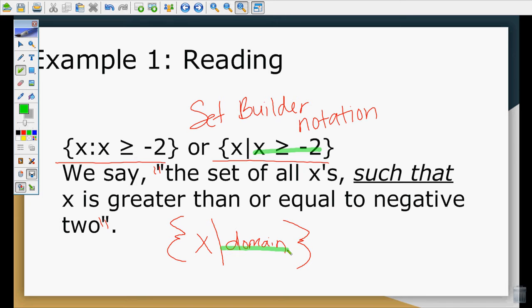Okay? So we're going to do one together. I'm just waiting for you guys to set builder. What's important? We have, what are these squiggle fancy parentheses called? Braces. We have our variable. And then what's this line called? Such that. And our domain. So braces, variable, such that, domain. And that is what your set builder notation is made up of. Those 4 things. Got it?